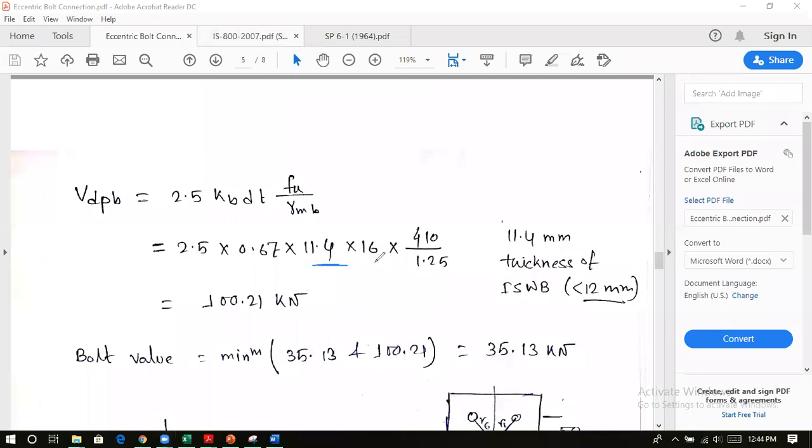11.4, the bolt diameter is 16, fu, the ultimate strength, is 410, and gamma mb is 1.25. So by placing all these values, we'll get a value of 100.21 kilonewton. So we got the slip resistance shear strength as 35.13 and the bearing strength as 100.21. So the bolt value will be the minimum of these two, that will be 35.13 kilonewton.